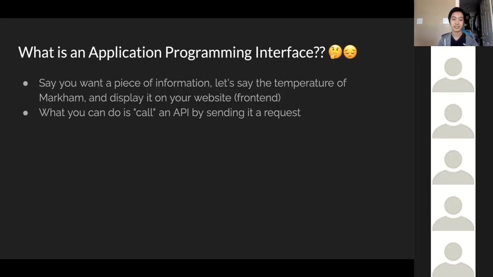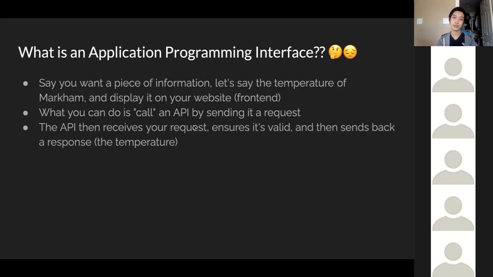That's where API comes in, where it's kind of like a source of information, right? So if you want to display the weather on your website, you would call what we call an API. And we call this API by sending it a request. And so what happens is the API then receives your request, and it does some background work to make sure that your request is what we call valid, like if your API key is valid, things like that, and then it sends back a response.